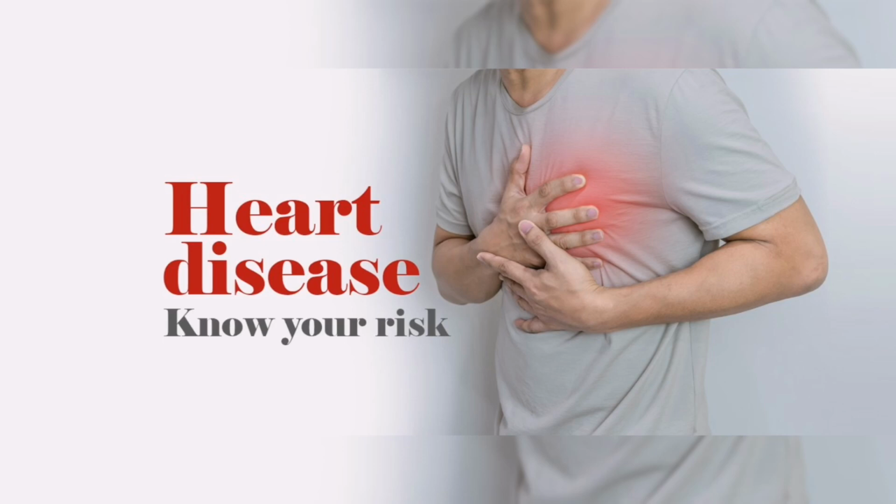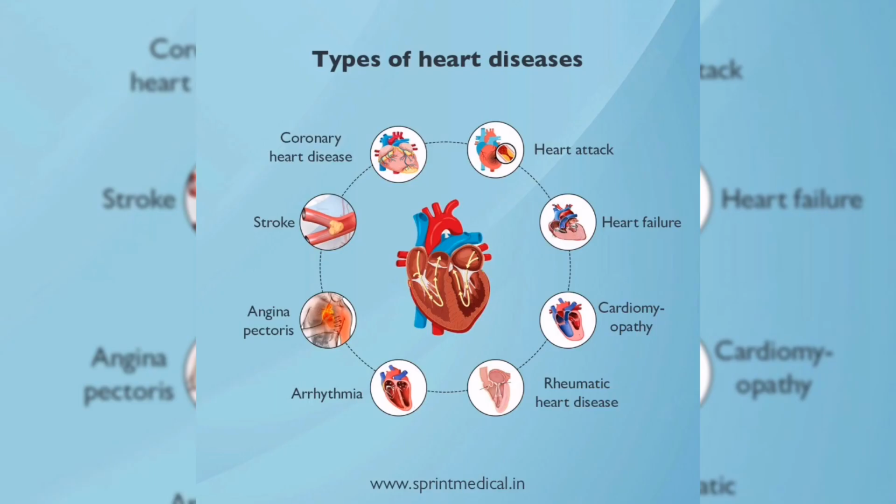Strokes and TIAs. A stroke is where the blood supply to part of the brain is cut off, which can cause brain damage and possibly death. A transient ischemic attack, also called a TIA or mini stroke, is similar, but the blood flow to the brain is only temporarily disrupted. The main symptoms of a stroke or TIA can be remembered with the word FAST, which stands for face. The face may have drooped on one side, the person may be unable to smile, or their mouth or eye may have dropped.